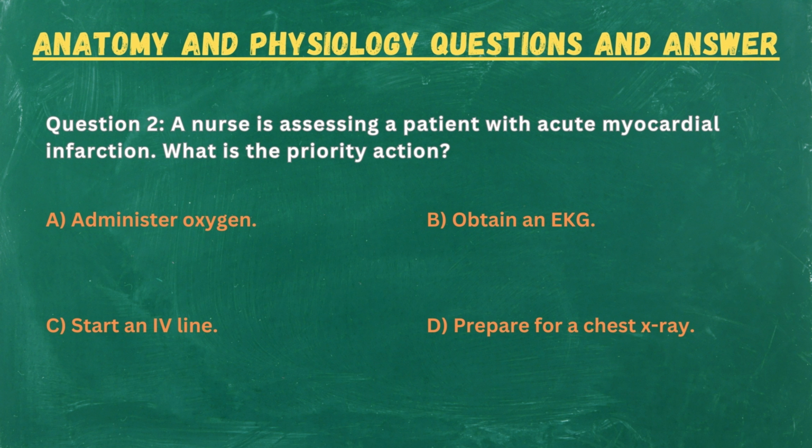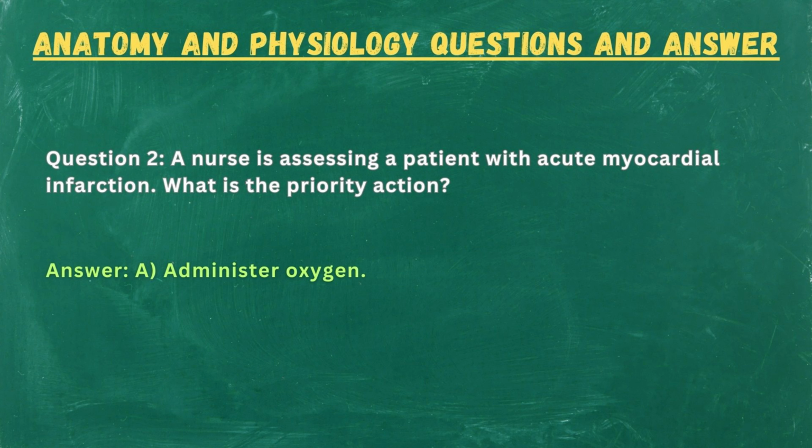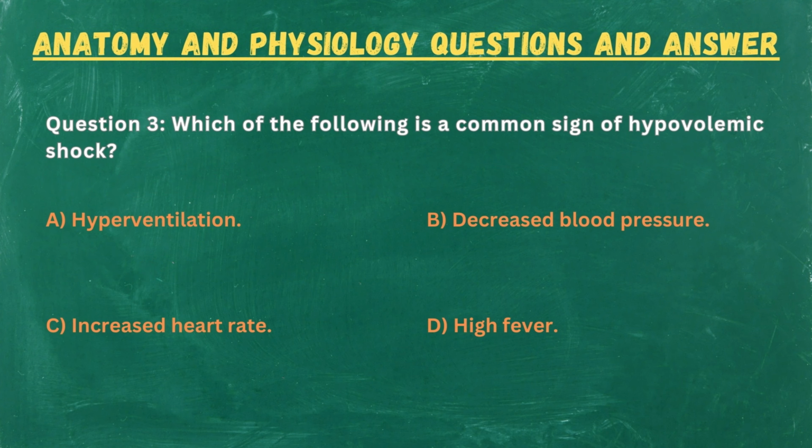Question 2. A nurse is assessing a patient with acute myocardial infarction. What is the priority action? A. Administer oxygen. B. Obtain an EKG. C. Start an IV line. D. Prepare for a chest X-ray. Answer: A. Administer oxygen.